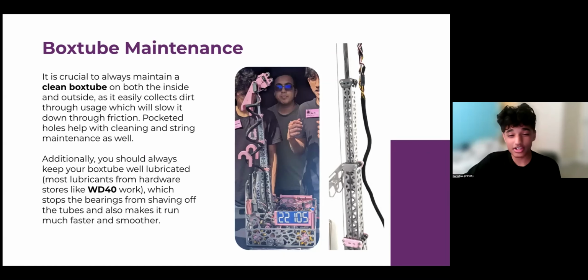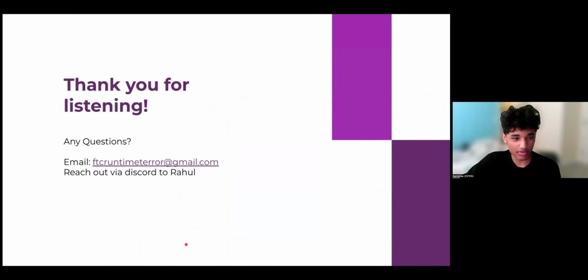And additionally, make sure your box tube is always well lubricated. Almost all lubricants work, like just WD-40, and this stops the bearings from shaving off material from the tubes, and that can also cause a lot of friction, and it just makes it run much faster and smoother. Especially before a competition, both of these things you should be doing. And that's about all for box tube maintenance.